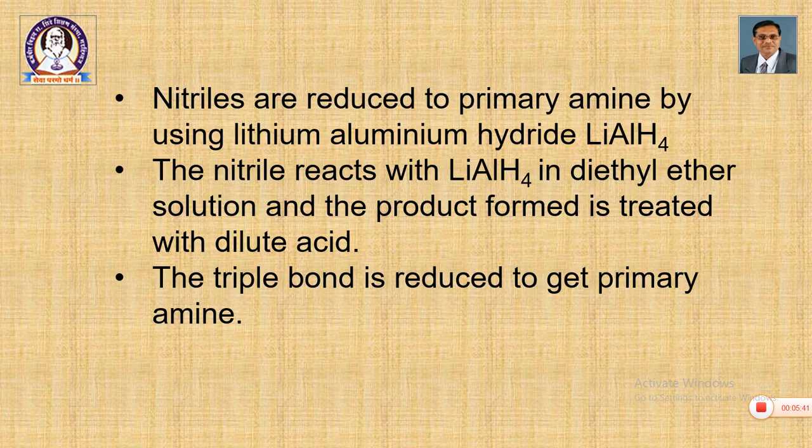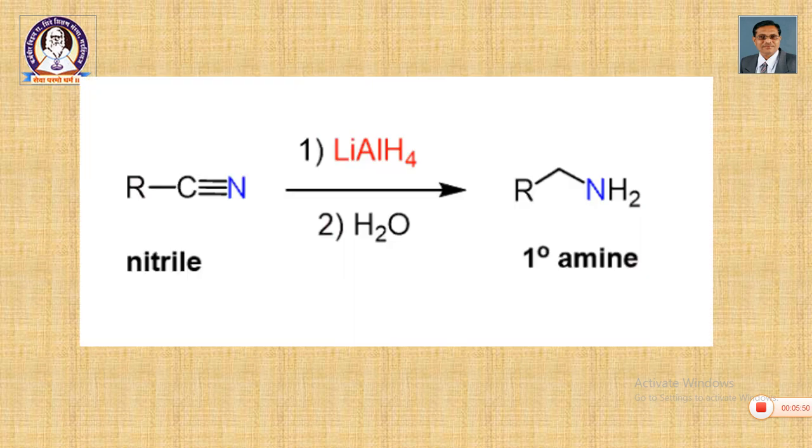Ether medium is important in this case, and the product formed is treated with dilute acid. The triple bond is reduced to get a primary amine. So let us see the reaction.